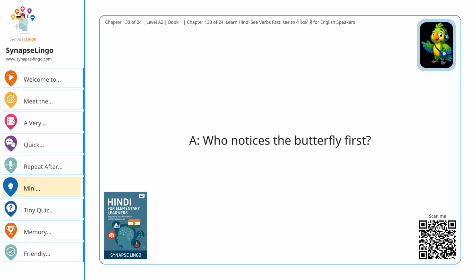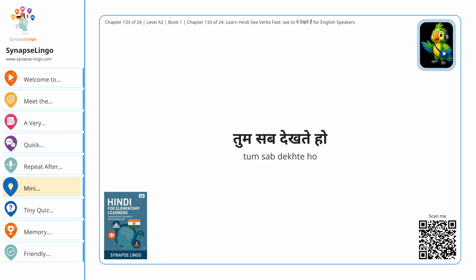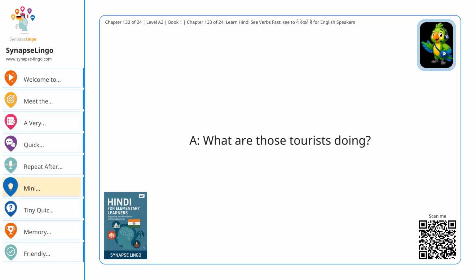A: Who notices the butterfly first? B: वो देखती है. A: Will it rain? B: ऐसा लगता है. A: What happens when the curtain opens? B: हम देखते हैं the stage. A: Class, do you all see the board? B: Yes. तुम सब देखते हो. A: What are those tourists doing? B: वे देखते हैं the stars.